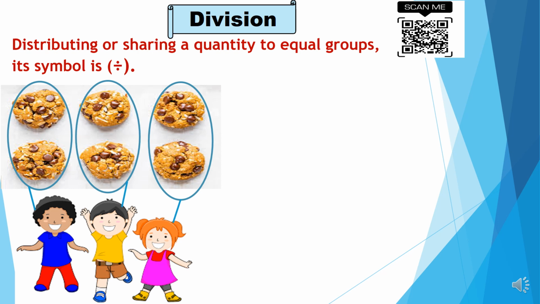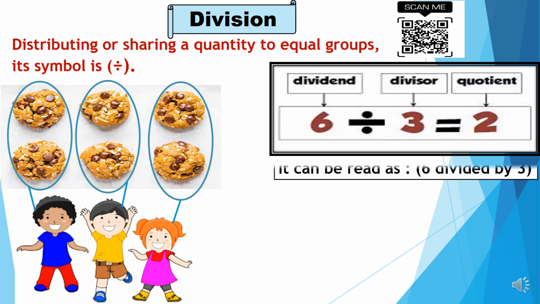And we can express it by division. Here we distributed 6 cookies to 3 kids. So 6 divided by 3 equals 2. When we divided 6 cookies among 3 kids, the result was 2. The share of each one was 2. Each one takes 2. So it can be read like this: 6 divided by 3 equals 2.